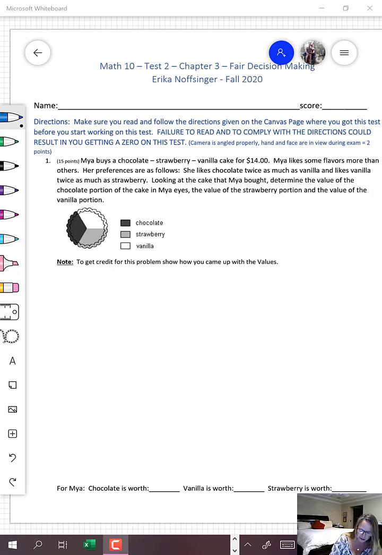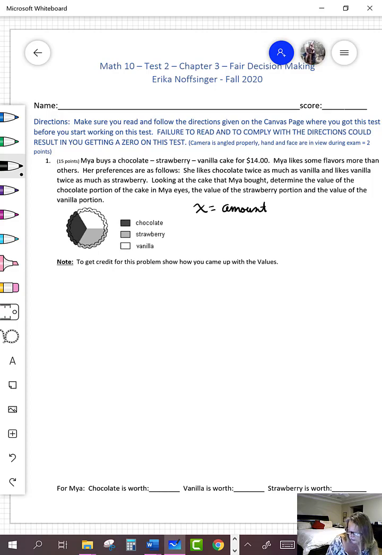So let us choose X to be the amount that she likes strawberry to be. So X is equal to the value amount the strawberry is worth. Well, she likes vanilla twice as much as this. So she likes vanilla 2 times this amount. So this is equal to the amount the vanilla is worth in Maya's eyes.